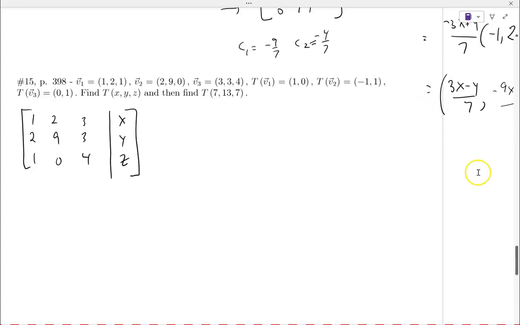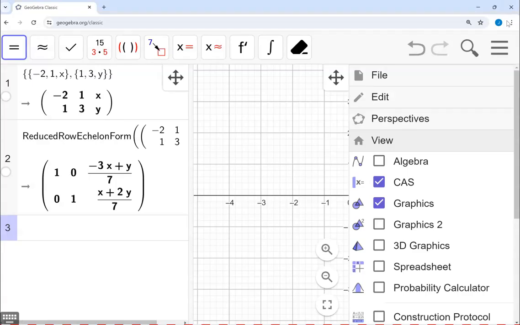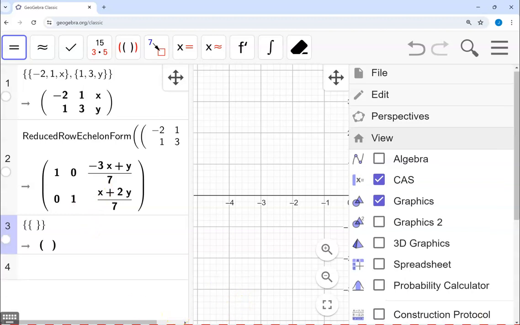So again, let's use technology to help us rather than having to do this by hand. And I've forgotten already what the matrix was. All right, so the first row was one. Back up here. What was the first row again? 1, 2, 3. Thanks.